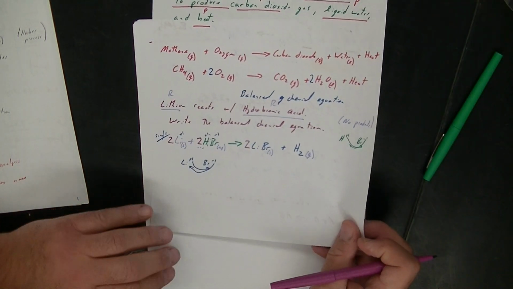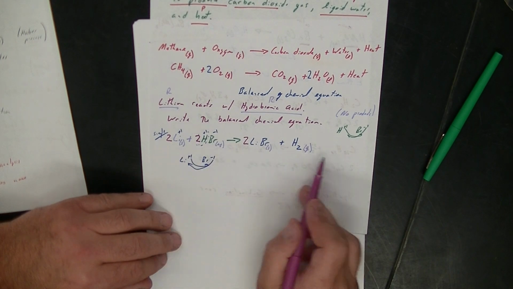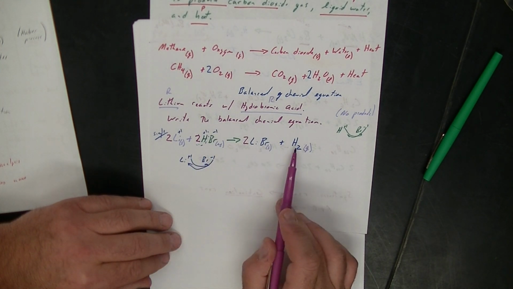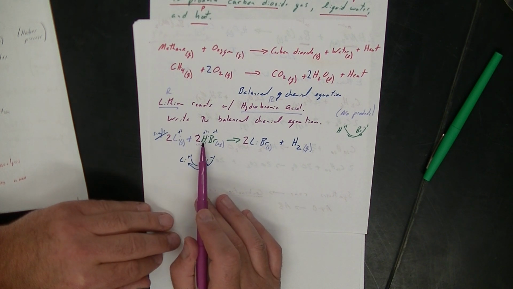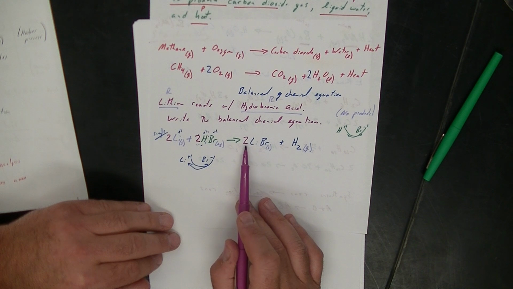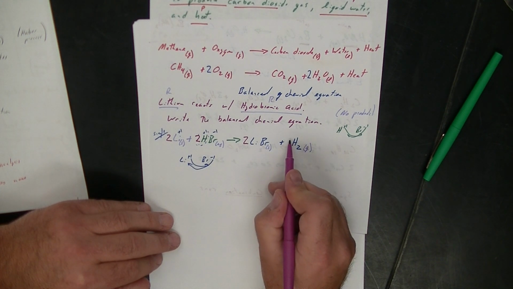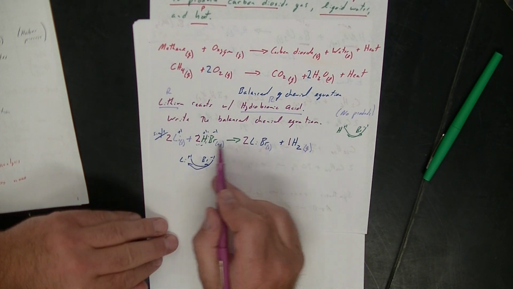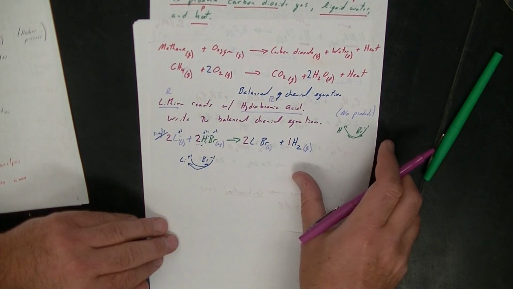Once we have these coefficients, this is a set ratio. That ratio is not going to change. So for example, for this one, I will always need 2 lithium atoms and 2 molecules of HBr. It will produce 2 lithium bromide molecules and 1 hydrogen. So this ratio is a constant, and we can use that ratio for different things.